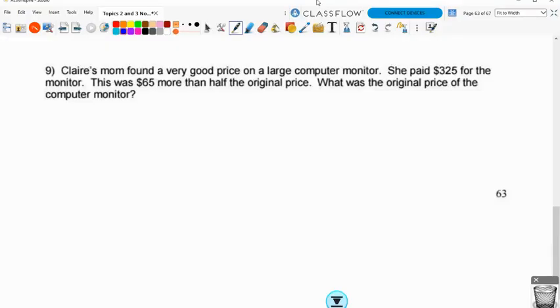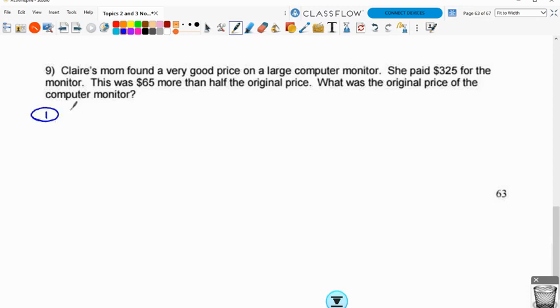In our next example, we're told that Claire's mom found a very good price on a large computer monitor. She paid $325 for the monitor. This price was $65 more than half of the original price. So what was the original price of the computer monitor? Okay, that's the question that we're trying to figure out. What was the original price?